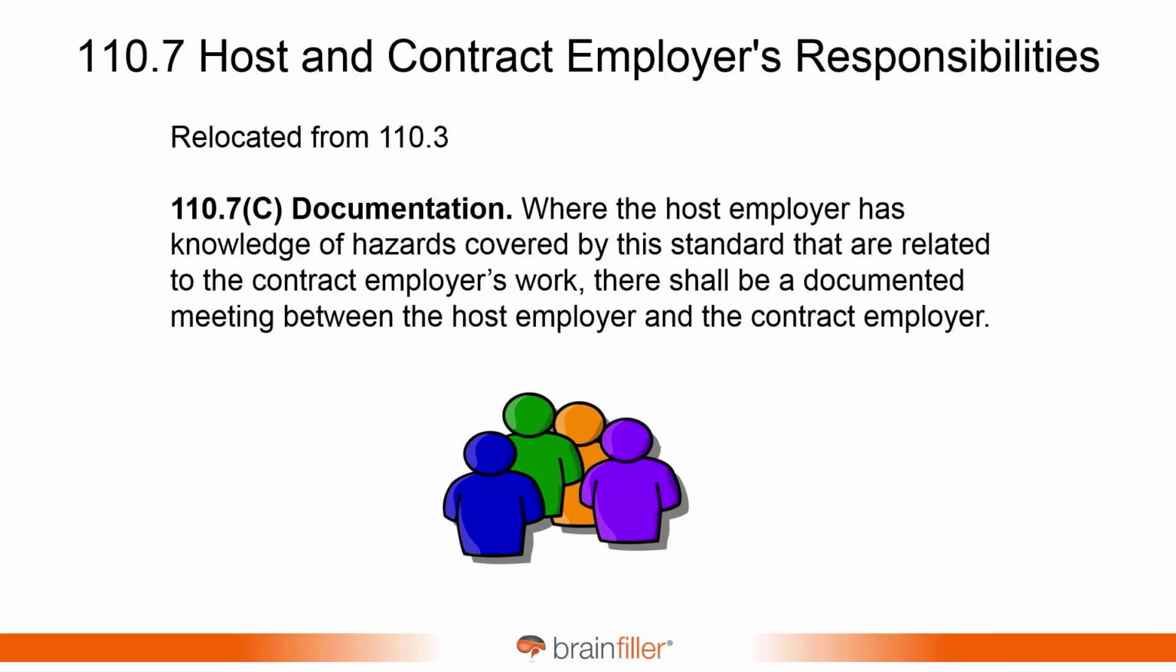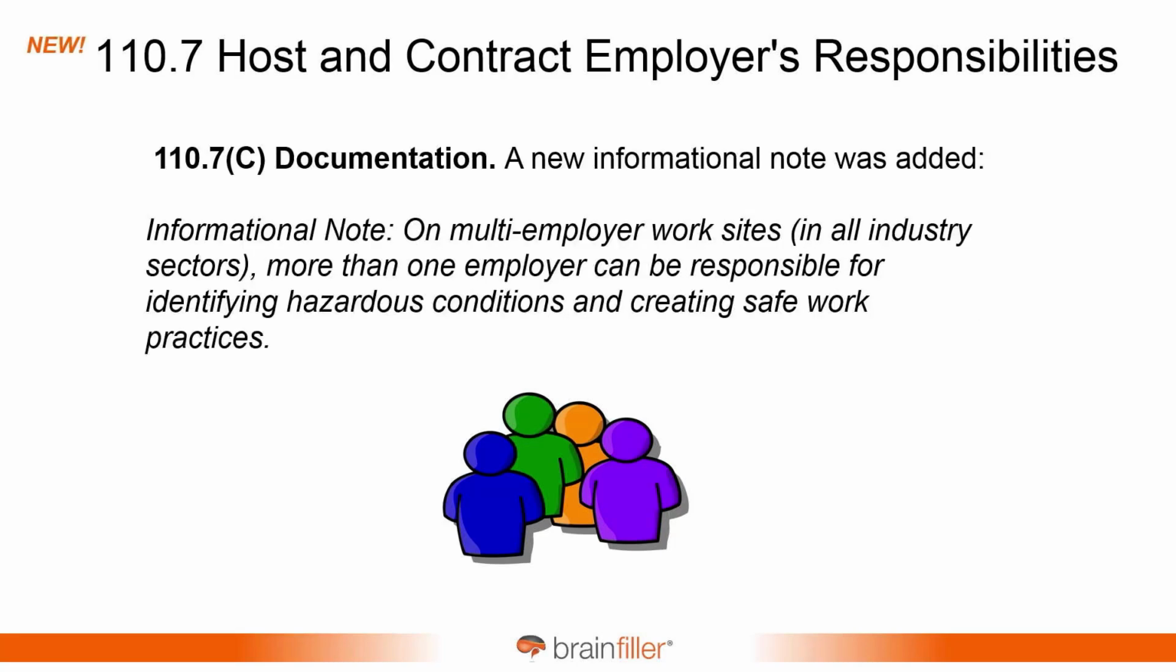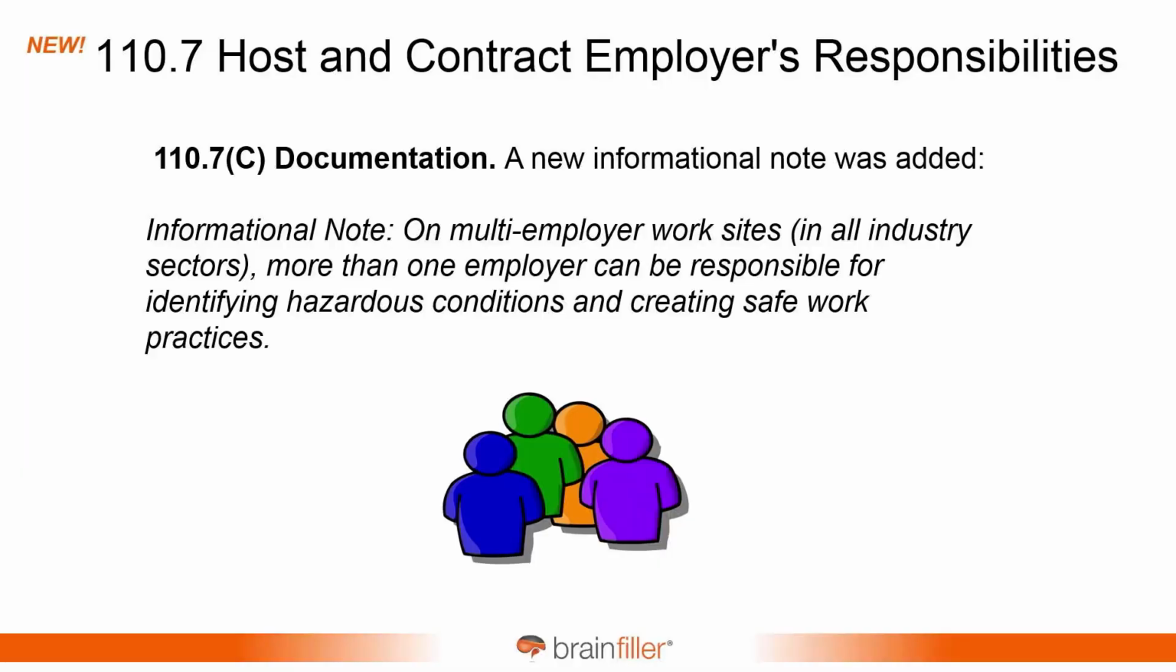A relocation of host and contract employers' responsibilities. This was relocated from 110.3 to 110.7. So this was pushed out to make room for some of the new sections. There was a new addition, a new informational note stating on multi-employer work sites, more than one employer can be responsible for identifying hazardous conditions and creating safe work practices. What is this telling us? It's really simple. This is telling us that electrical safety is everybody's responsibility. So it's not relegated to just this person or entity or this one. This new informational note is simply stating that electrical safety is everybody's responsibility.